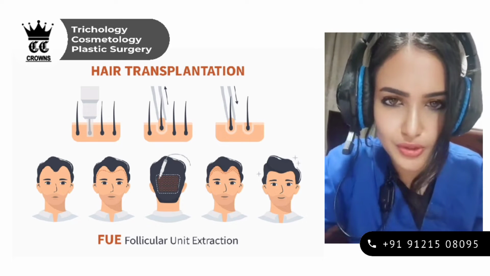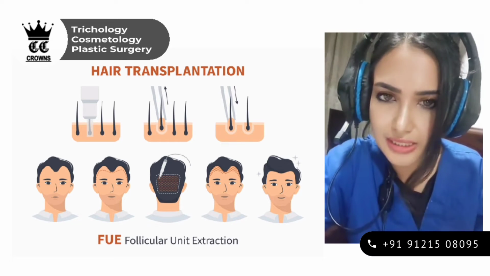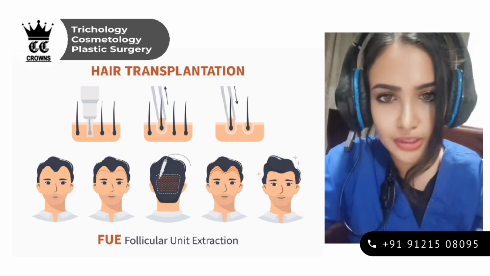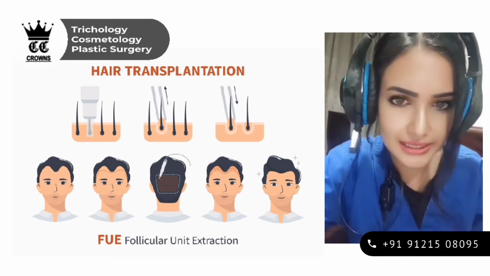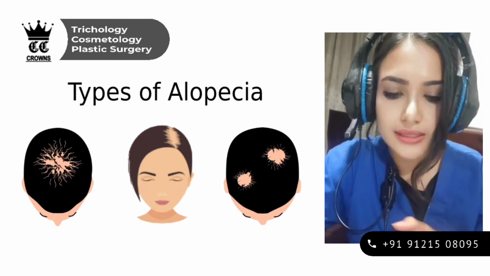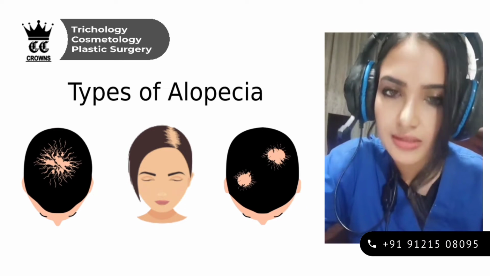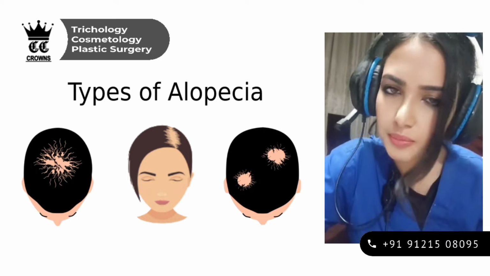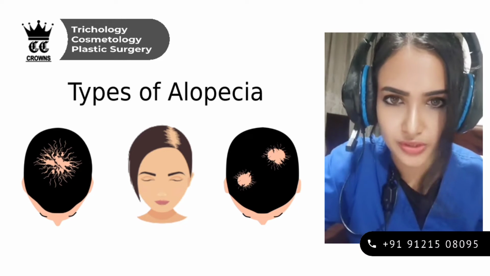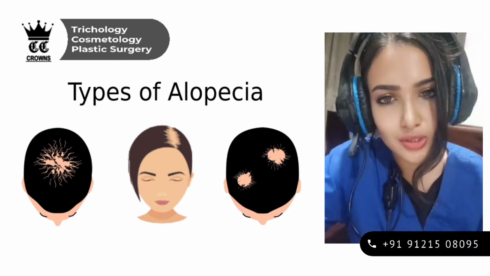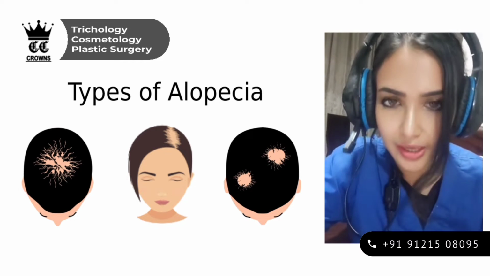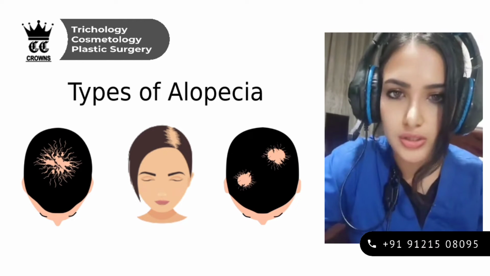Now, once you go to a dermatosurgeon or a plastic surgeon for hair transplant, we need to first identify if you're an ideal candidate. Hair transplant surgery is mostly done in androgenic alopecia cases, female pattern alopecia, and burnt out scarring alopecia. So we first need to know what is the underlying cause of hair loss.